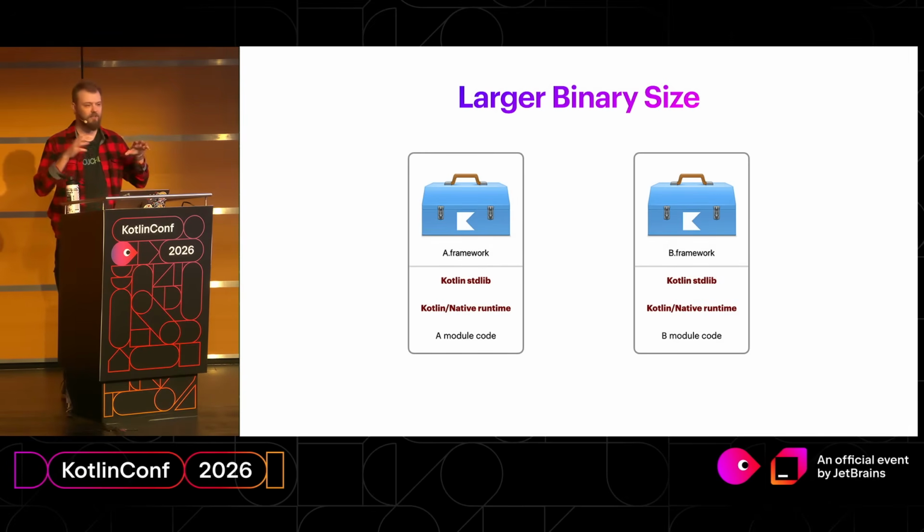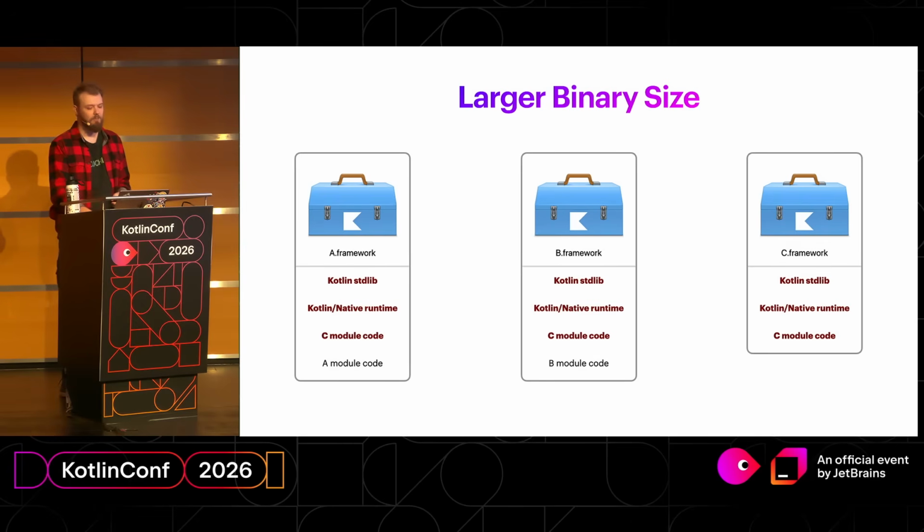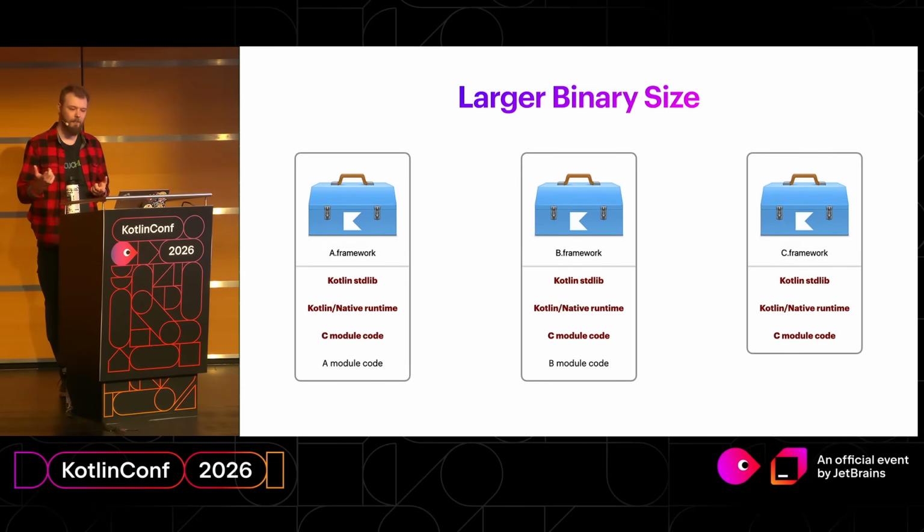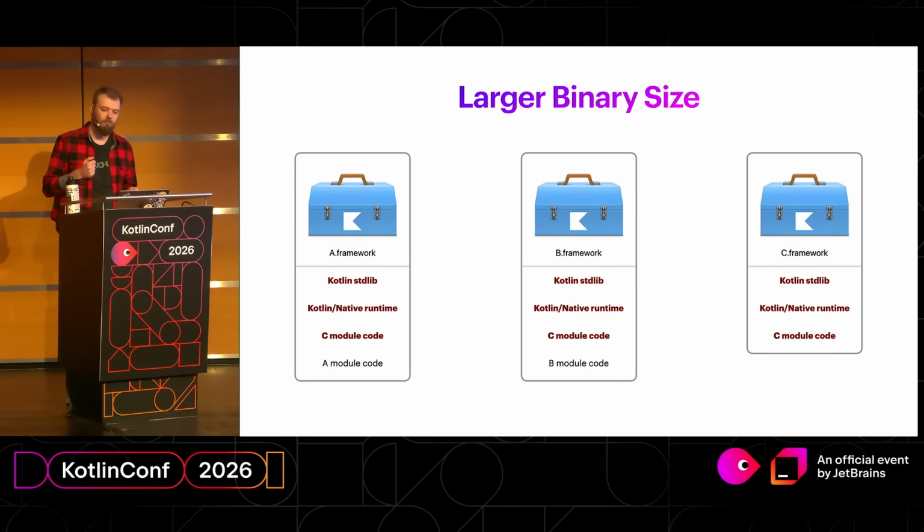So whenever you have multiple KMP frameworks, the standard library and the Kotlin Native runtime both need to be included in all of them. So there's larger binary size just because of these. But if you also have some dependencies, like our C framework here, all of that C module code is now in all of them.